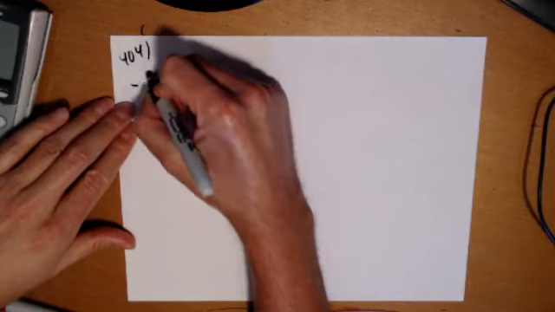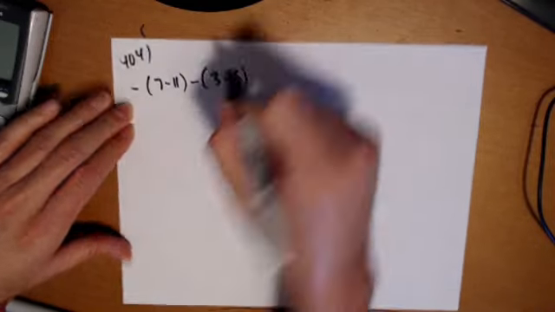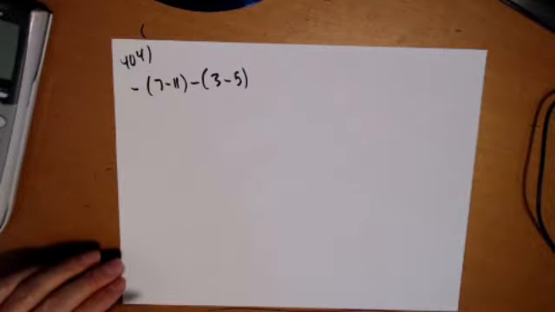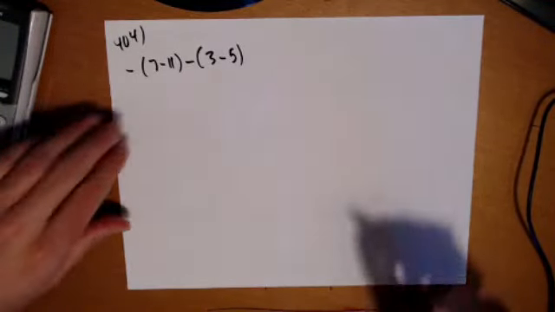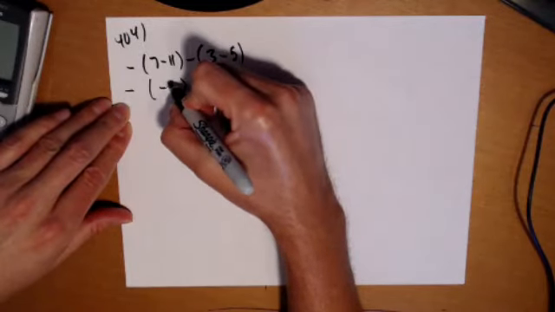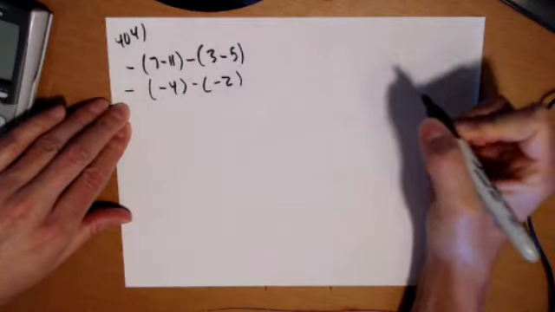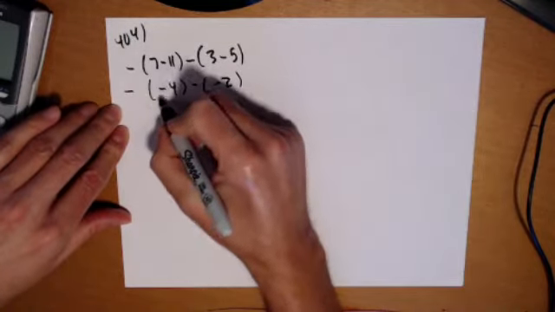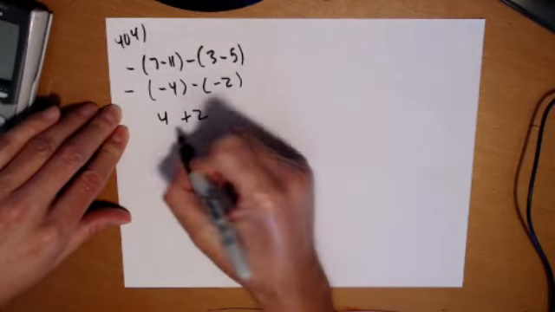404. Negative 7 minus 11 minus 3 minus 5. Let's take a look at the screen. Okay, negative 7 minus 11 is negative 4. Just use your calculator. Minus 3 minus 5 is a negative 2. So minus minus, I'm going to call that a positive. Minus minus. Boom.